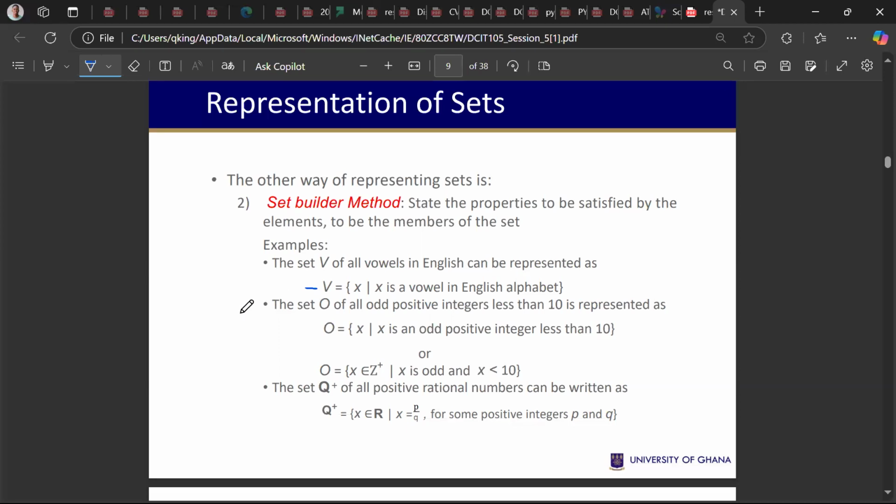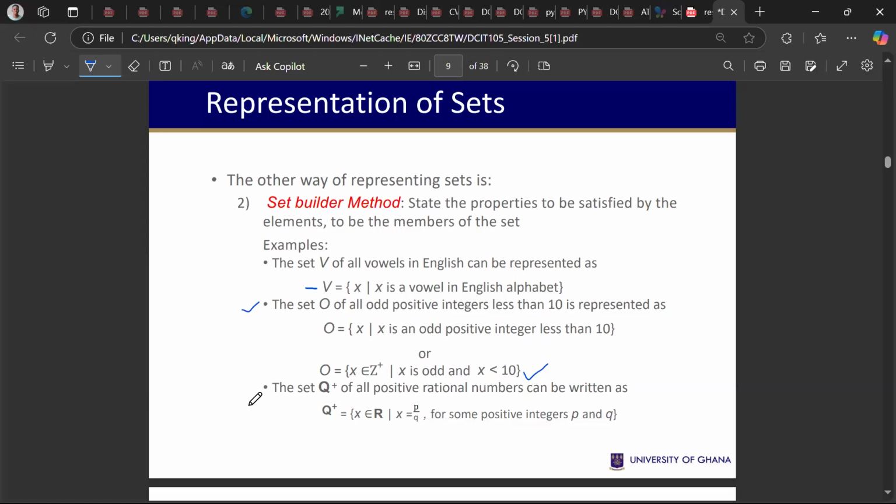And then also with this example, the set O of all odd positive integers less than 10 is represented as O equals the set of all x such that x is an odd positive integer less than 10. It can also be represented in this way that has been ticked.